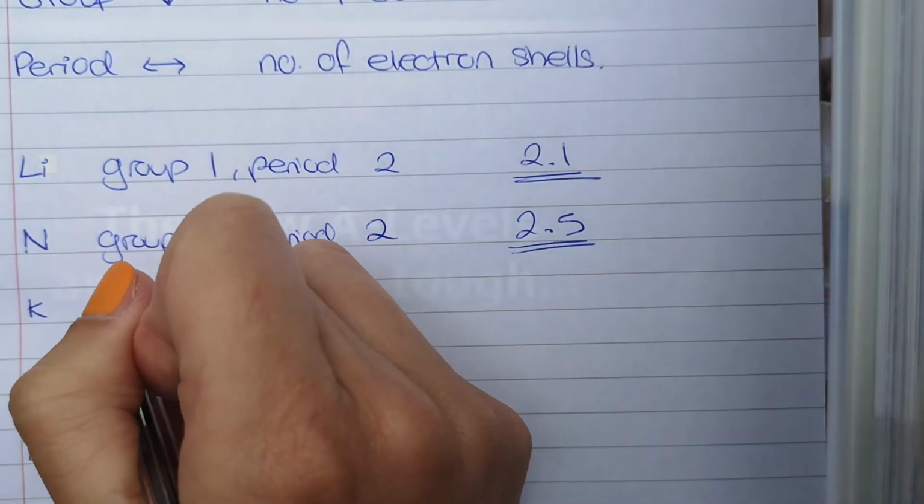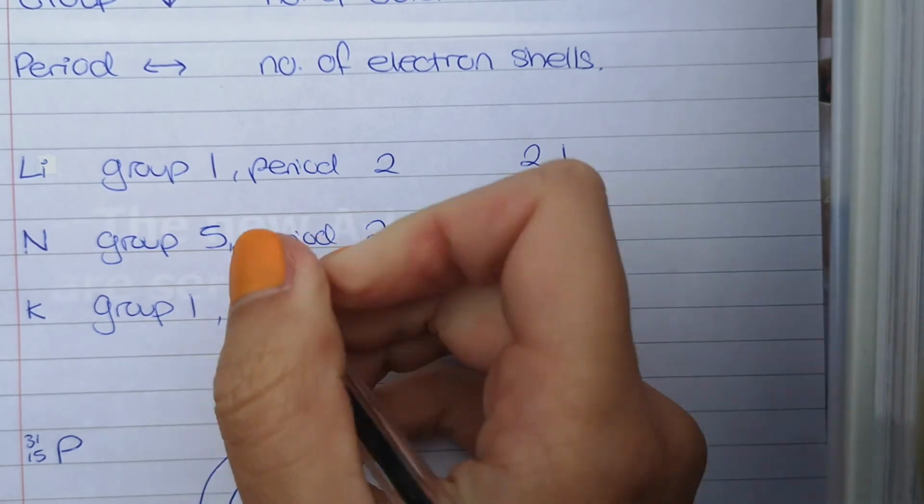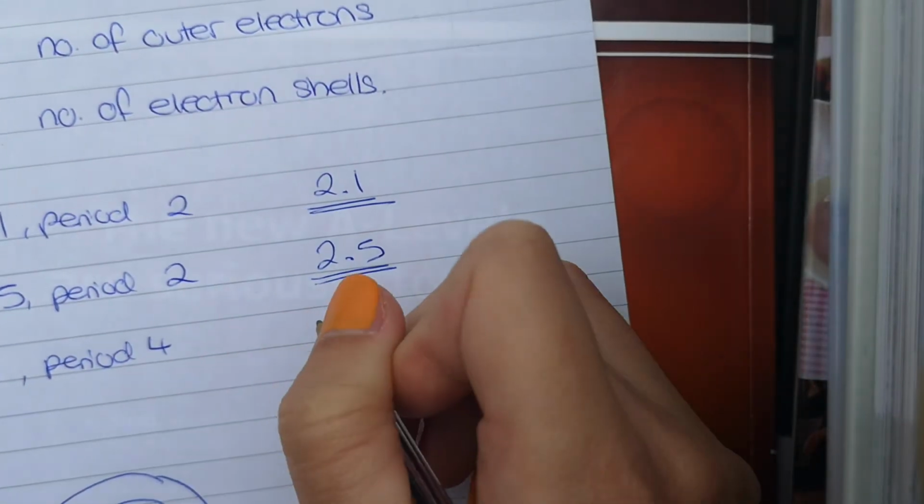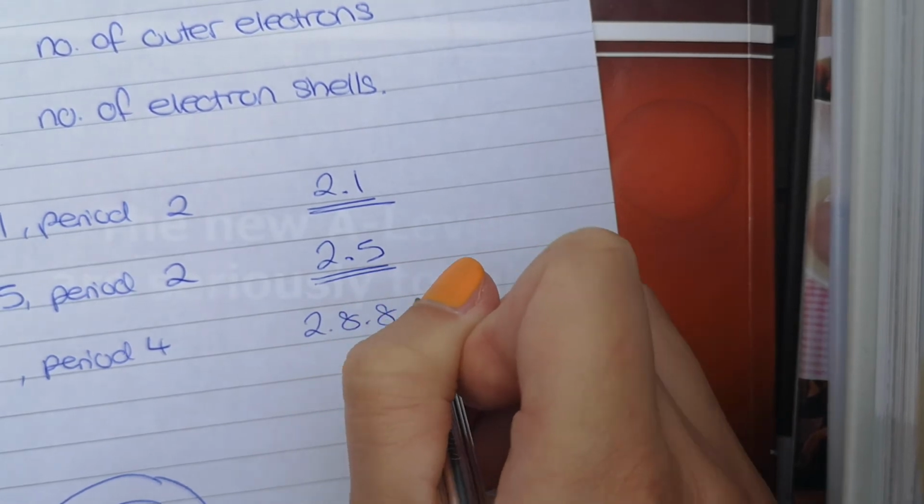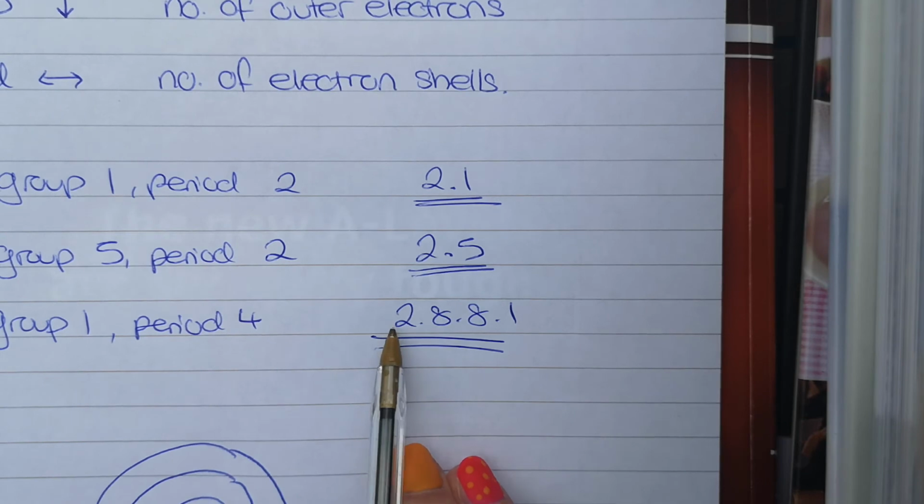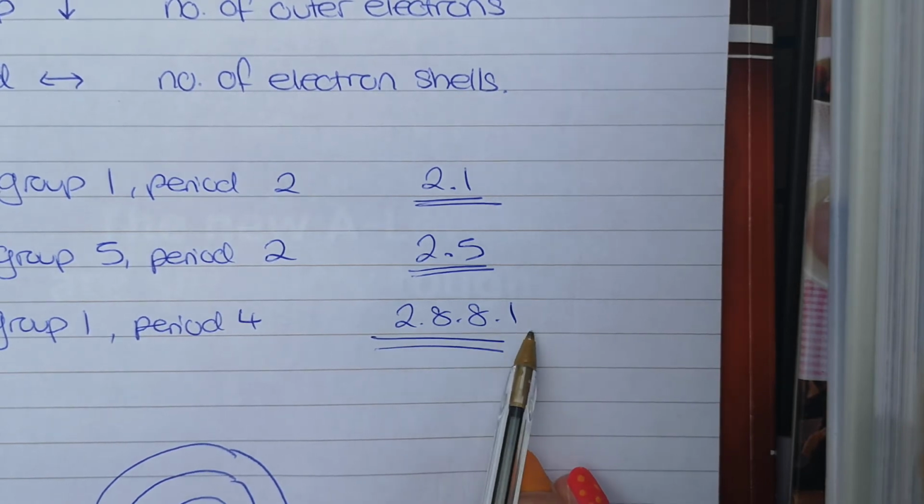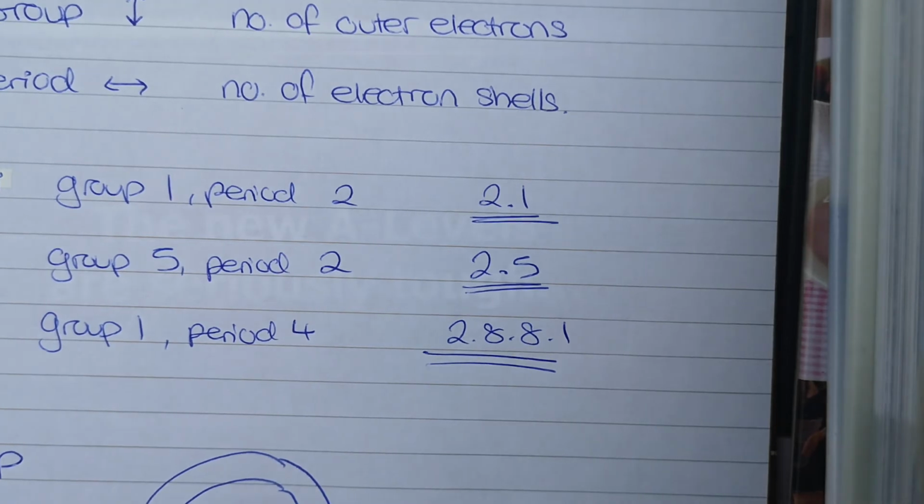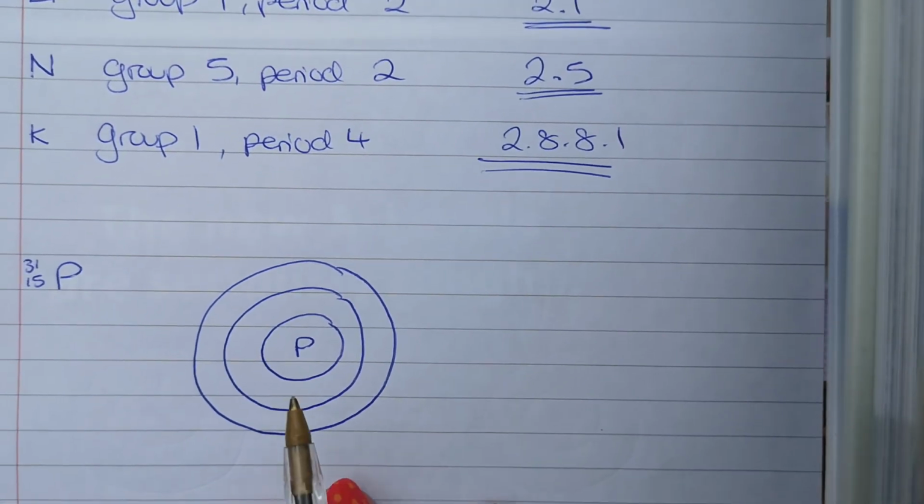Potassium is in group 1, period 4, and you can check this against a periodic table. So we had 2, 8, 8, 1. So you can see there, period 4, we've got 4 electron shells. 1, 2, 3, 4. Group 1, we've got 1 electron in our outside shell. So we'll just do one more example.